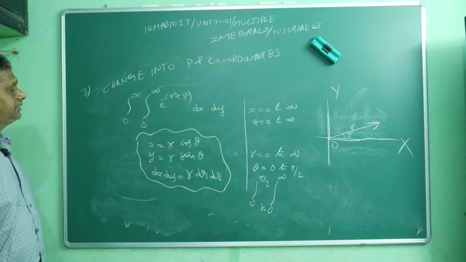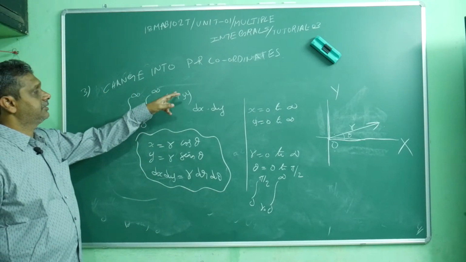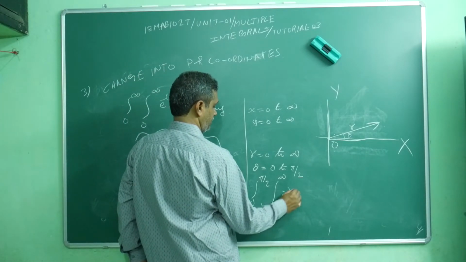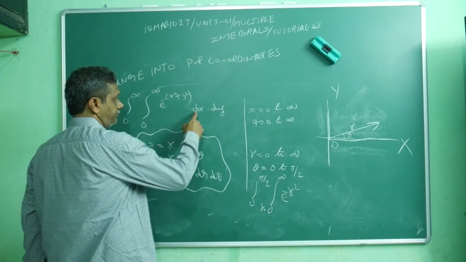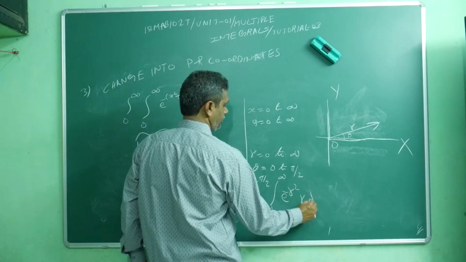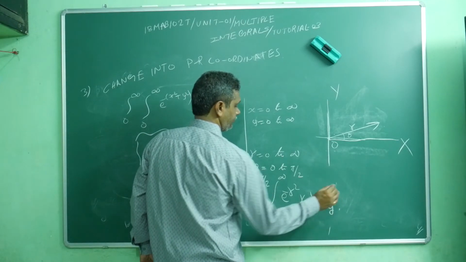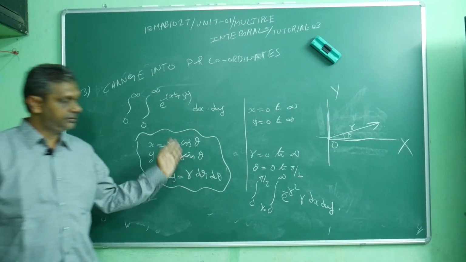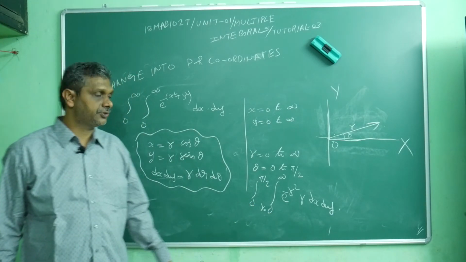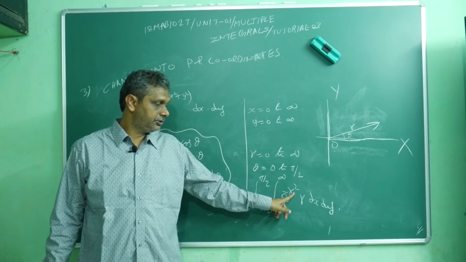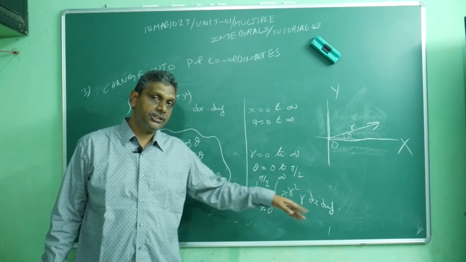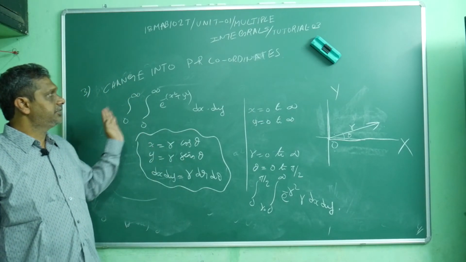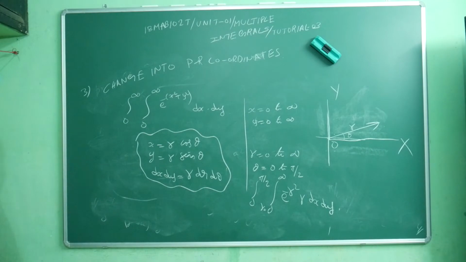Then e power minus x square plus y square means r square cos square theta plus r square sin square theta. So this becomes e to the power of minus r square. Then dx dy is r dr d theta. Now, they asked only to change into polar coordinates. Suppose if they asked to solve, we would put r square is equal to t, 2r dr is equal to dt. Limits you can change, slowly you will get the answer. Any problem? So our question is changing into polar coordinates. Then I will stop. This is my answer.